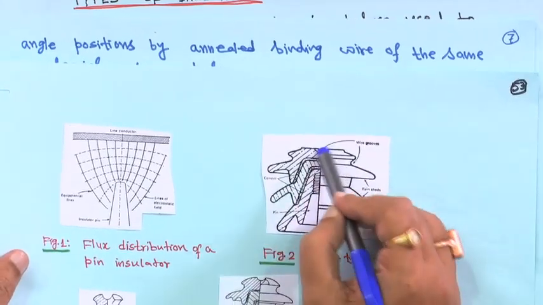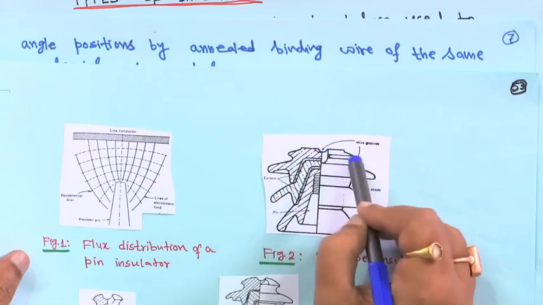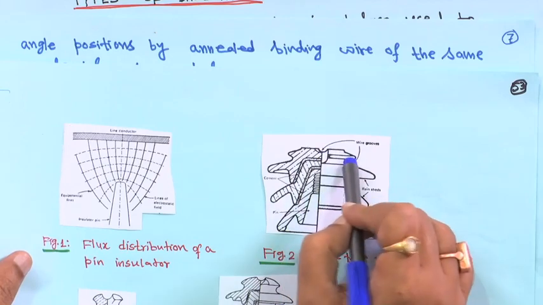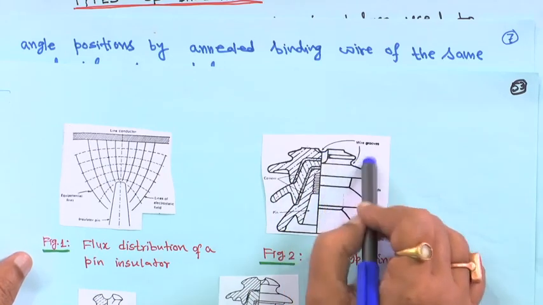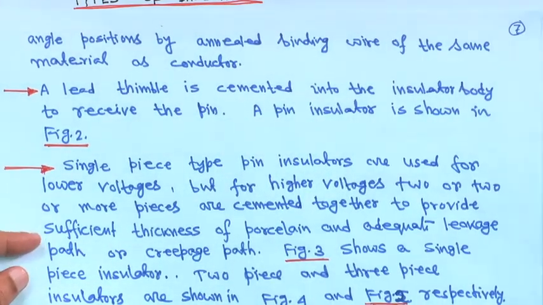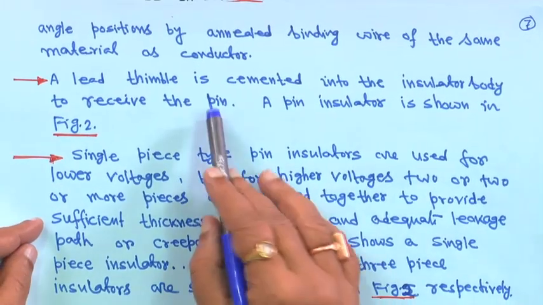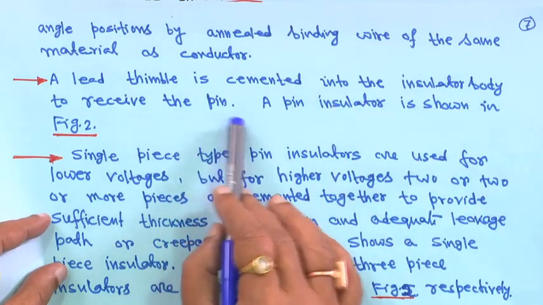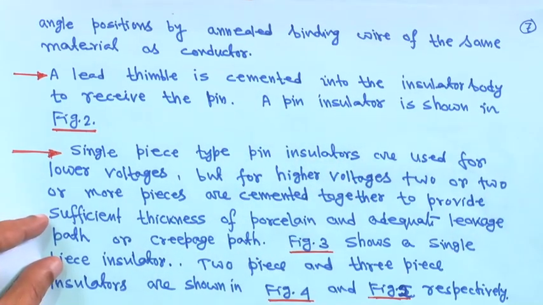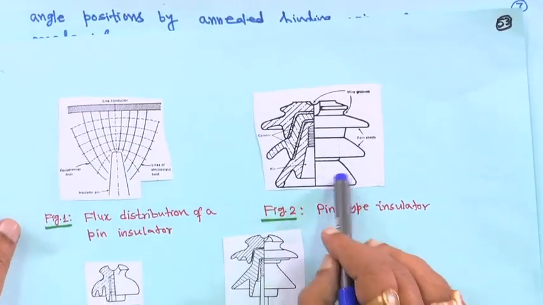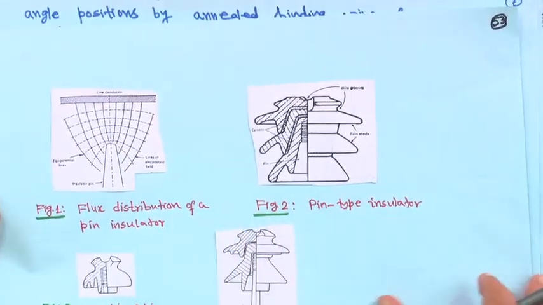If the conductor is made of copper, then you have to tie it with the same copper conductor, and if it is aluminum, then you should use the same aluminum conductor to tie it up, right. And then a lead thimble, as I showed you, is cemented into the insulator body to receive the pin. A pin insulator is shown in figure 2. This is your pin type insulator.